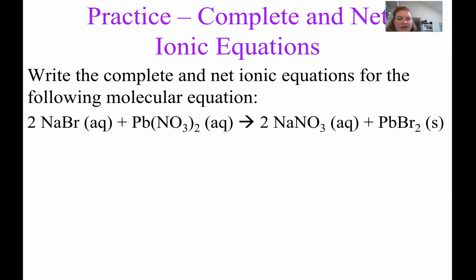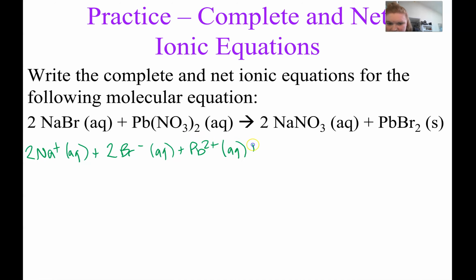So we're going to take this reaction that we just did a couple slides ago, and we're going to write out the net ionic equation and the complete ionic equation. So I'm going to start here at the beginning. 2 Na plus aqueous, 2 Br minus aqueous, lead 2 plus aqueous, 2 nitrates aqueous. Also, this takes a lot of space.